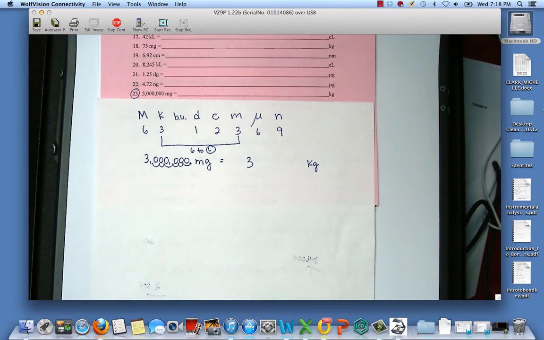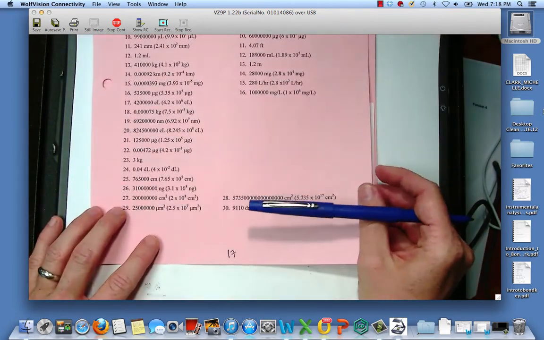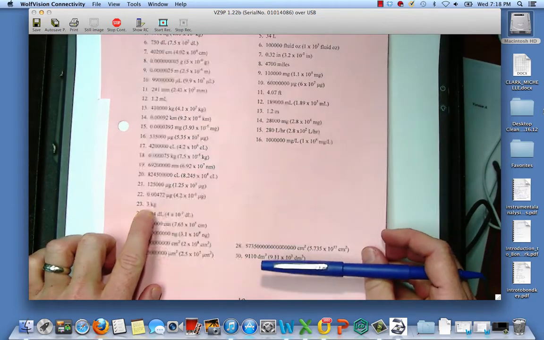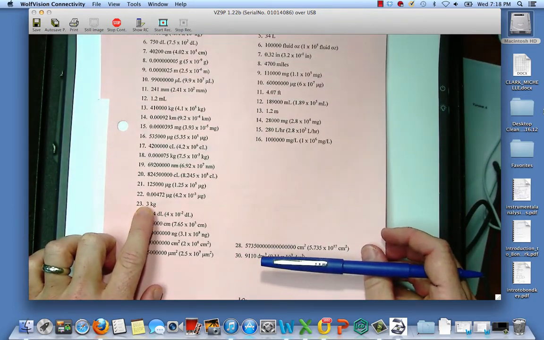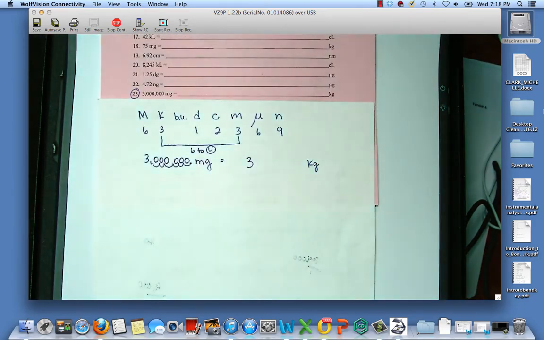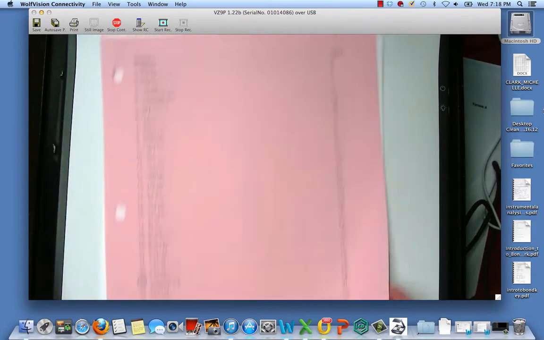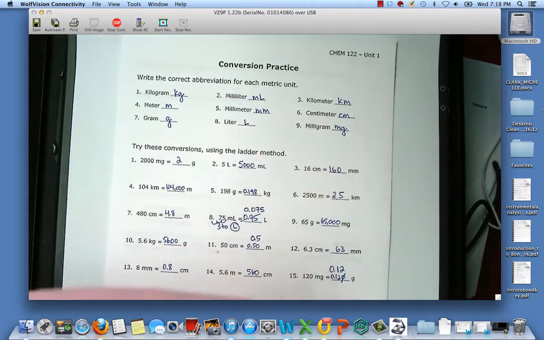So the answers to all these pink book questions can be found on page 17. So if you look at number 23, 3 kilograms is the right answer. Any more questions about these conversions? The ones at the very bottom of that one, yes.